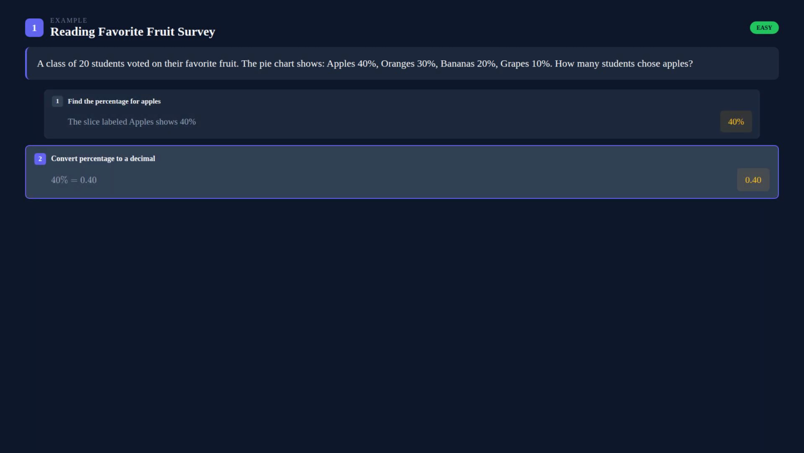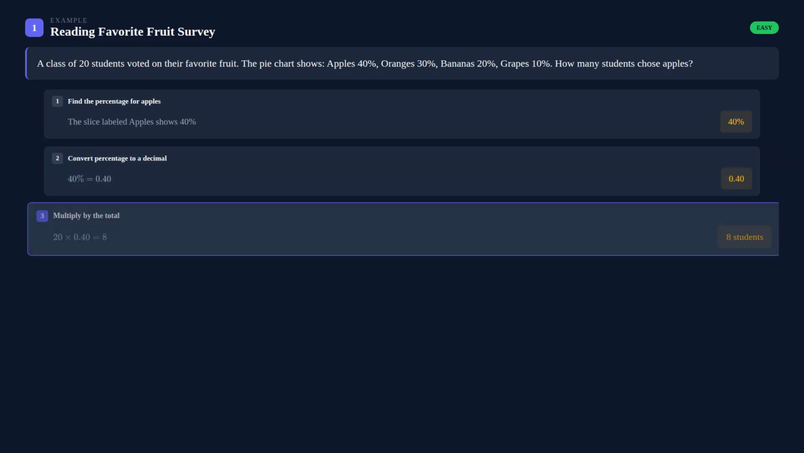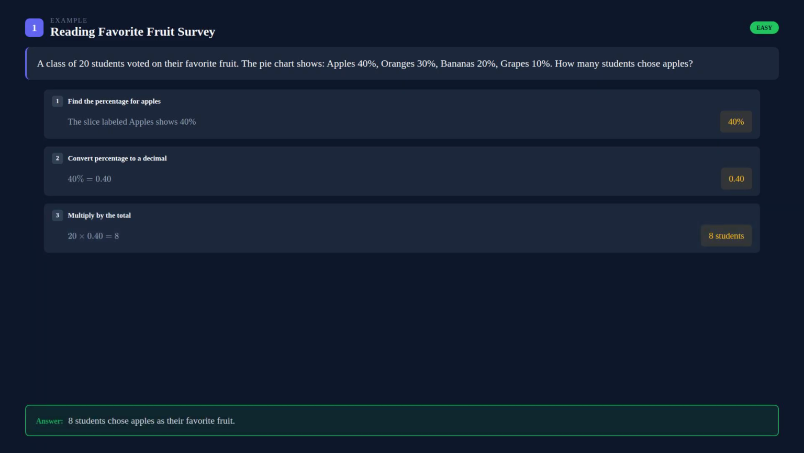Step 1. Find the percentage for apples. The slice labeled apples shows 40%. This gives us 40%. Step 2. Convert the percentage to a decimal. 40% equals 0.40. Step 3. Multiply by the total. 20 times 0.40 equals 8. This gives us 8 students. The answer is 8 students chose apples as their favorite fruit.